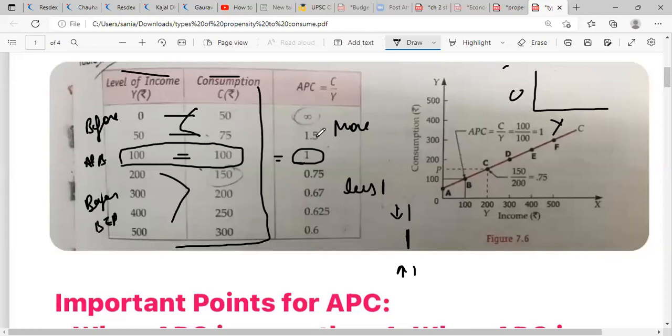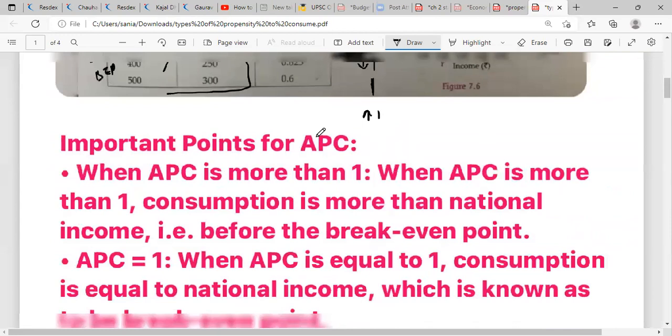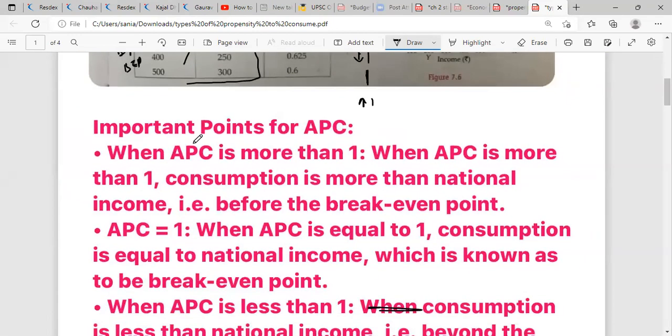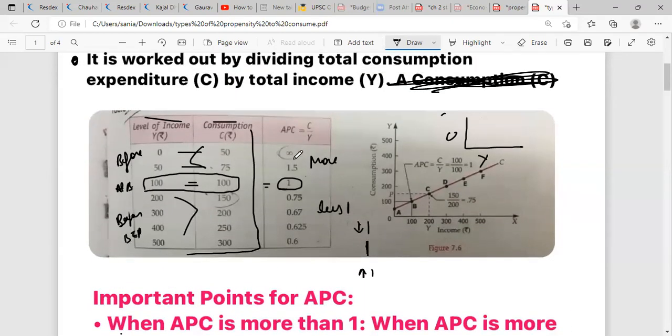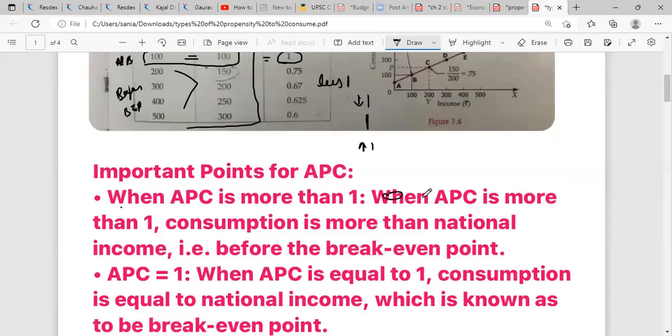Yeah, ma'am. So I'll just explain it again. Important point about APC. First is when your APC is more than 1. So when your APC is more than 1, these two points, here you can see your consumption is more than your income. And this is before the break-even point. Right? So you will write it like this.